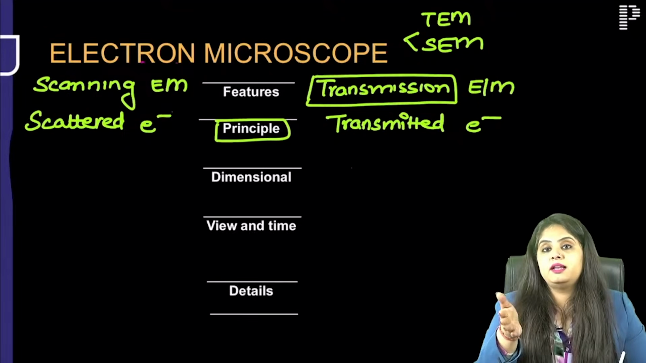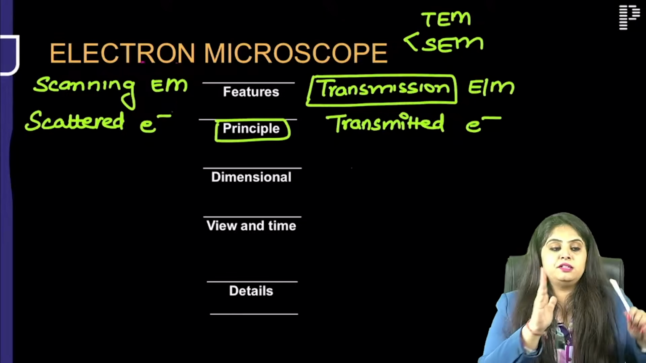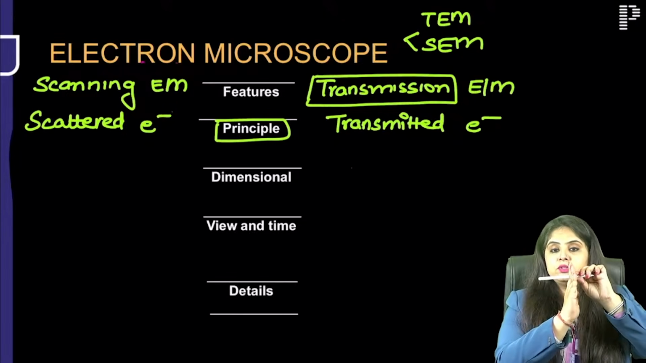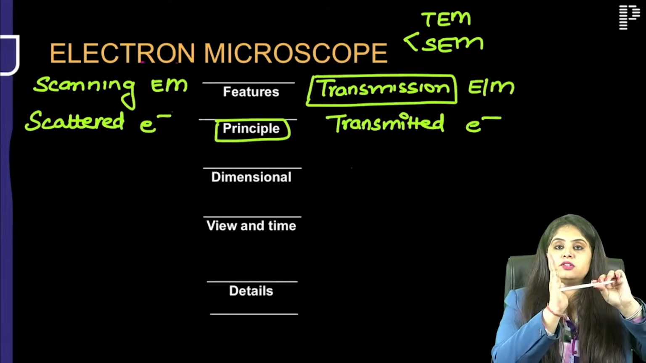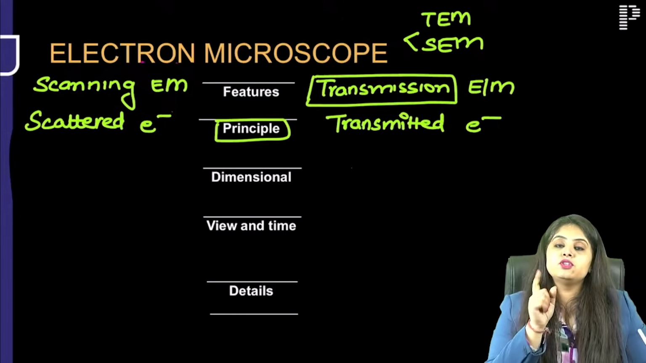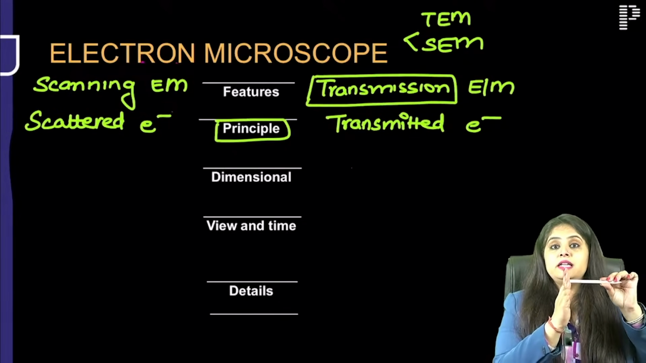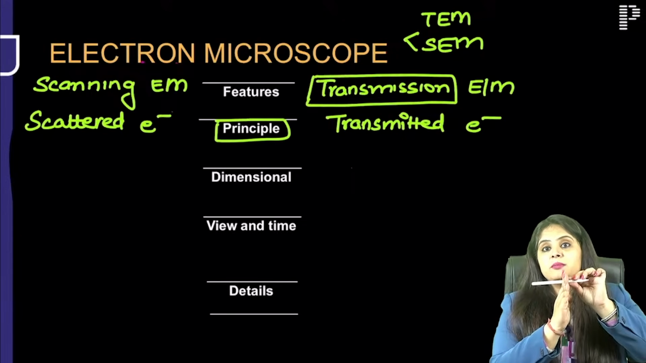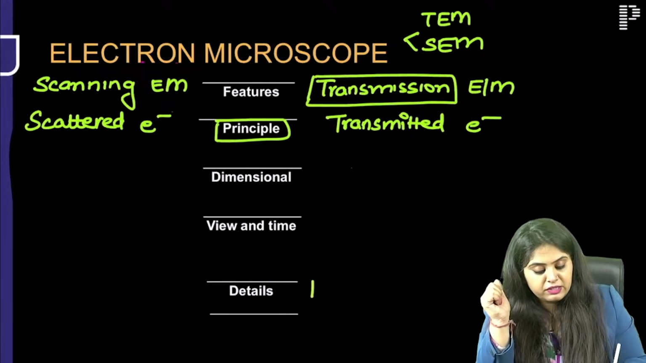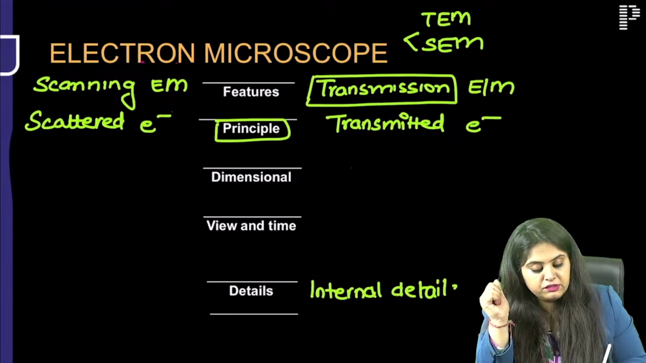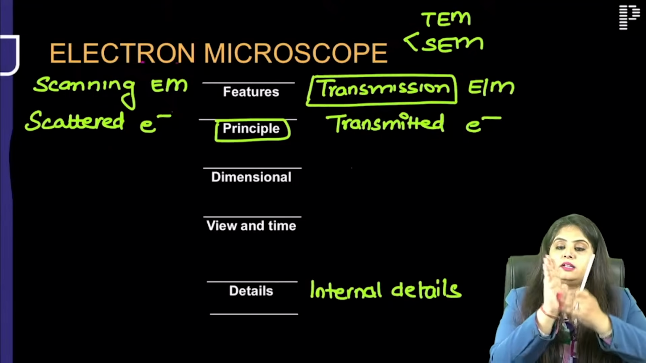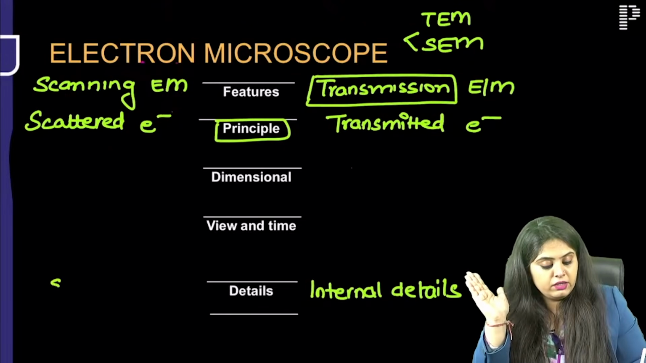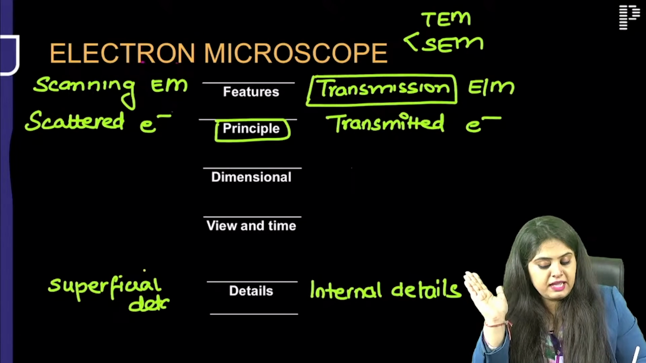You logically tell me in which of them, in transmission, electrons are going through and through the bacteria. In scanning, electrons are just scanning, superficial. In which of them will you be able to see the internal details of a cell? The electrons going through and through and through, ma'am, then I will be able to see the internal details of the cell. So in transmission electron microscope, I will get the internal details of the cell, whereas in scanning, I'm only looking at the surface, that's it. So where do you get only the superficial details of the cell? That is going to be scanning electron microscopes.